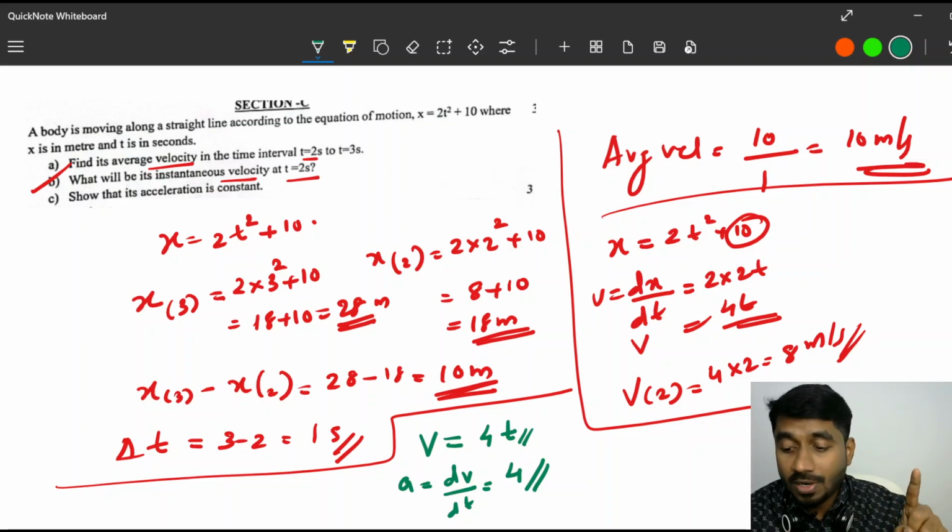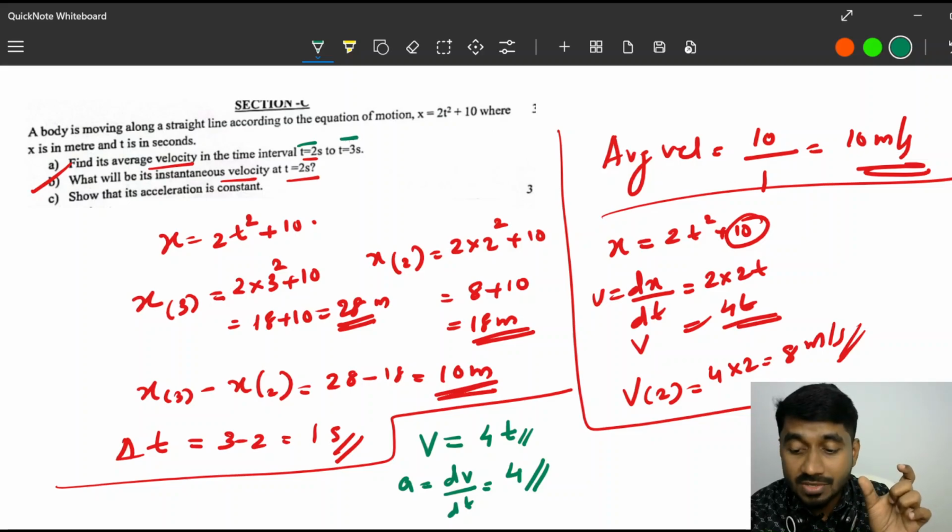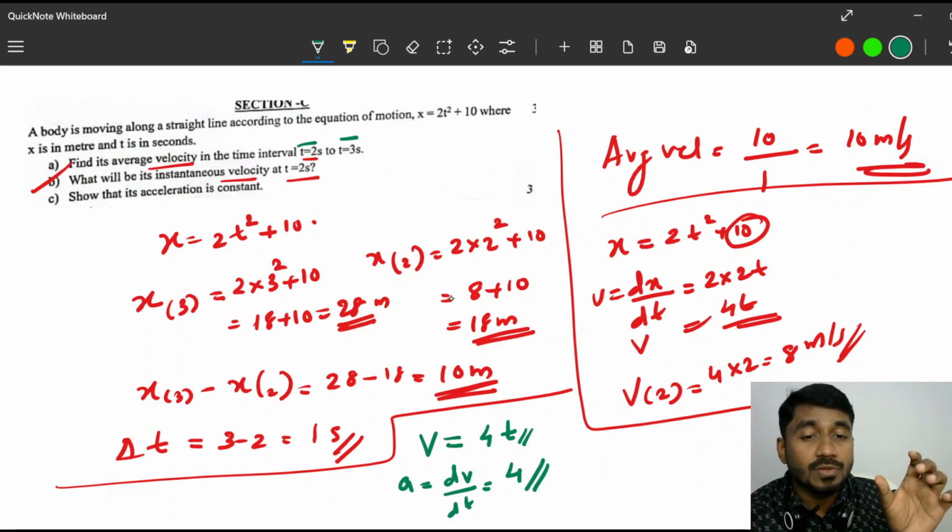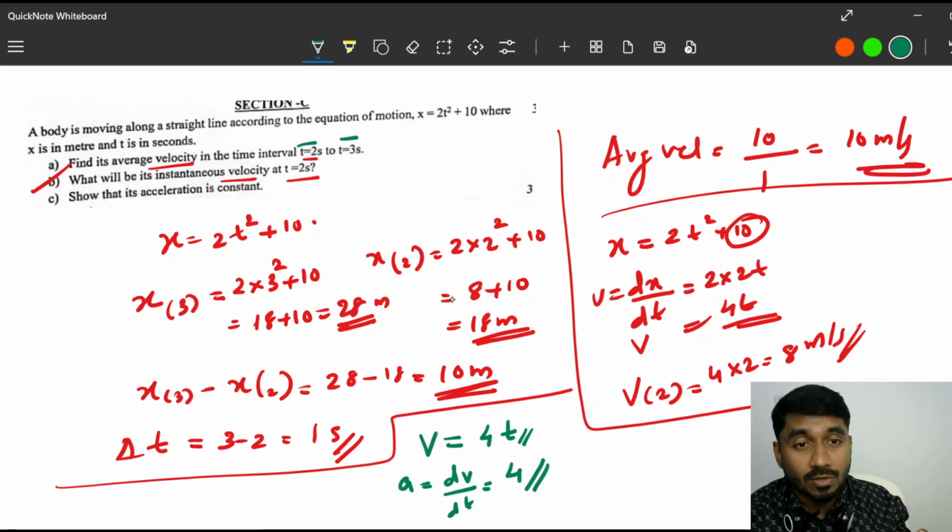What we did, we found the position at 2 seconds and the position at 3 seconds. We took the difference and got the change in displacement, the actual total displacement. Then we took the time difference and got the average velocity.